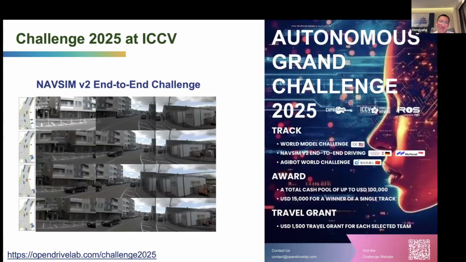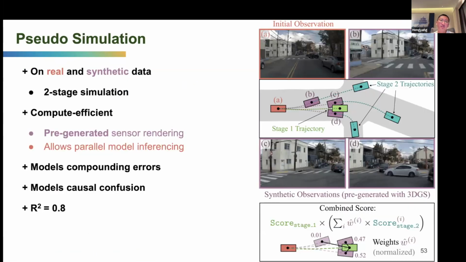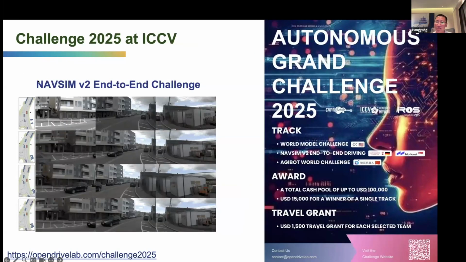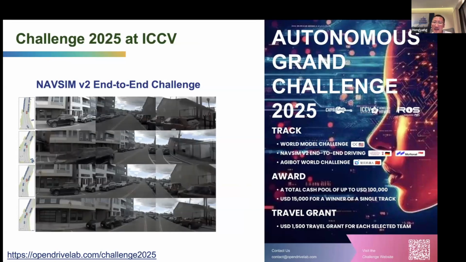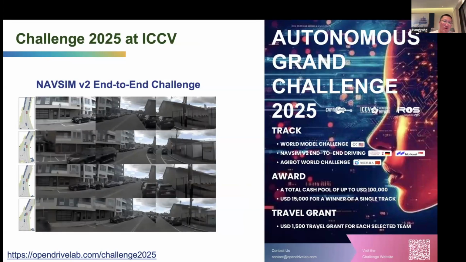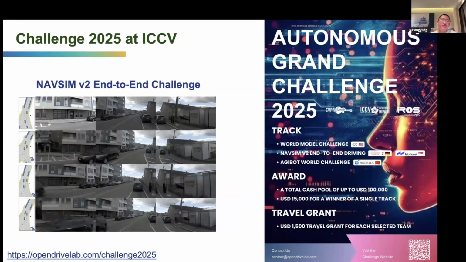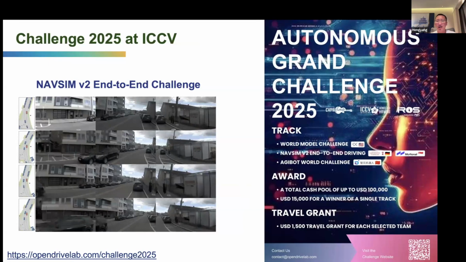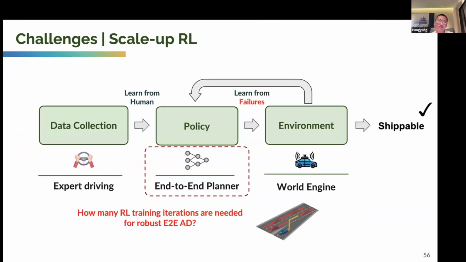So this is the score that we call the PDM score, and it inherits all the good merits from both the open loop and the closed loop for sure. Also, recently we hosted this NAVSim V2 end-to-end challenge. It was hosted at ICCV in this October. This is a poster. I really want you to focus on the details, or maybe the participants. The leaderboard will be online pretty soon, so keep an eye on the latest developments in this field.